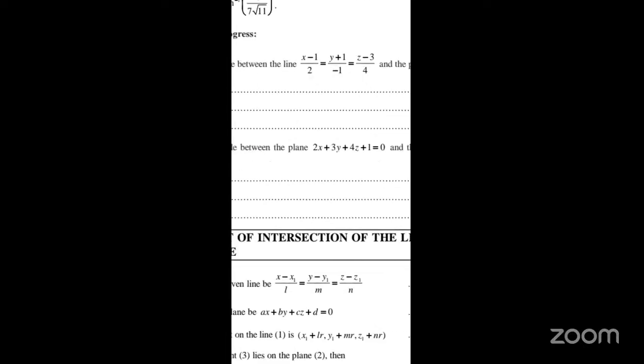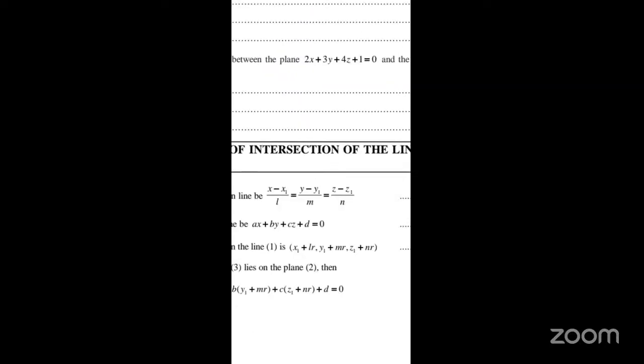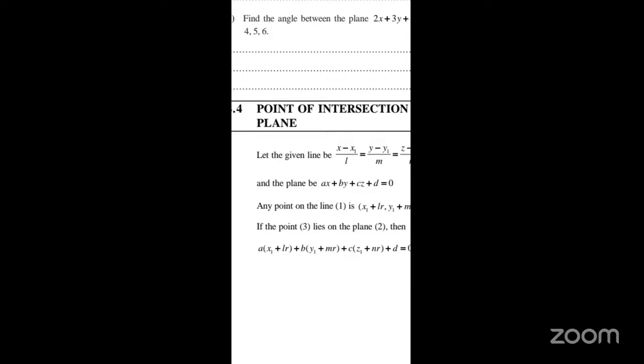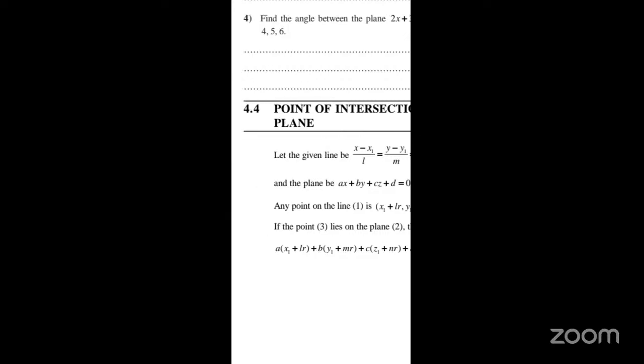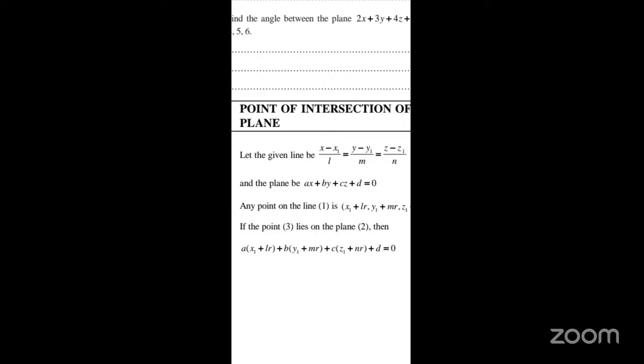Okay. So plane normals are 2, 3, 4. Just you have to check the progress. A line and a plane are given, and according to the normals, find the angle. So the trigonometric ratio is sin theta equal to AL plus BM plus CN by root of A square plus B square plus C square and root of L square plus M square plus N square. Now, the point of intersection of the line with the plane. So let the given line be here. The point of intersection of the line with the given plane. So the line is also there: (x minus x1) by L equal to (y minus y1) by M equal to (z minus z1) by N.